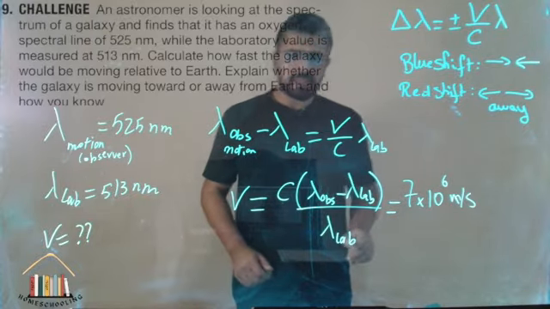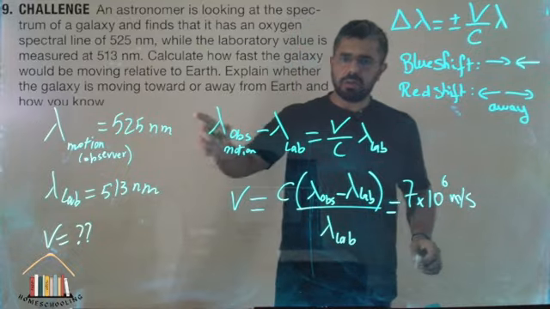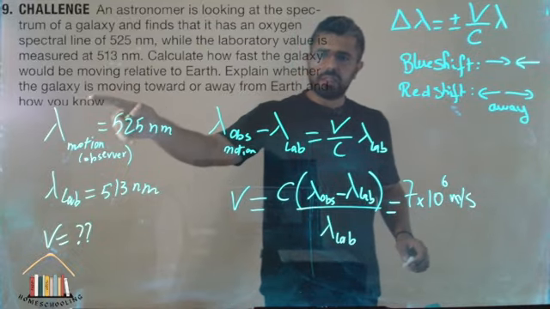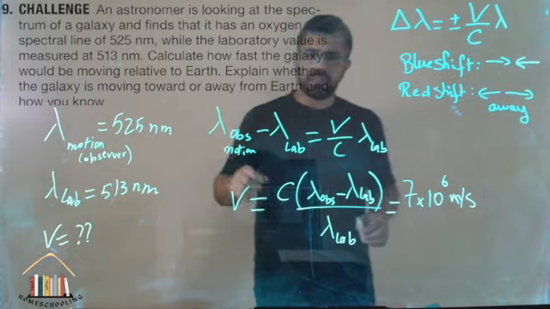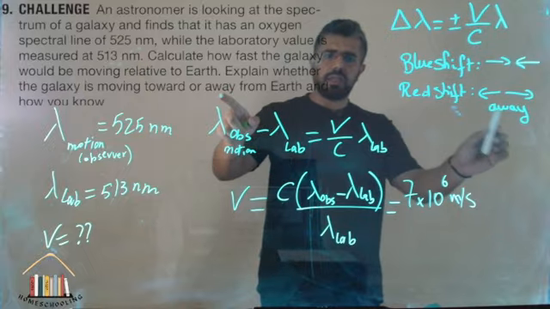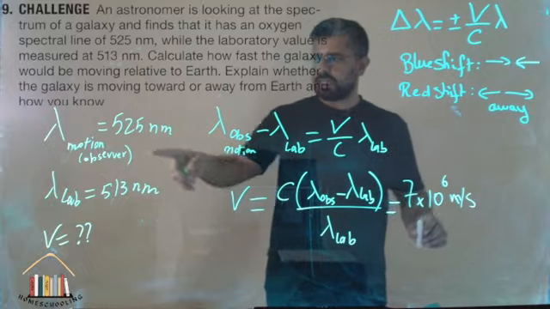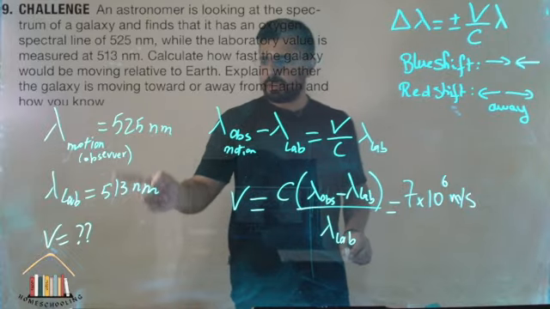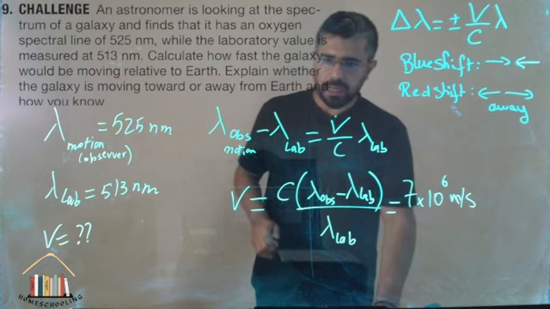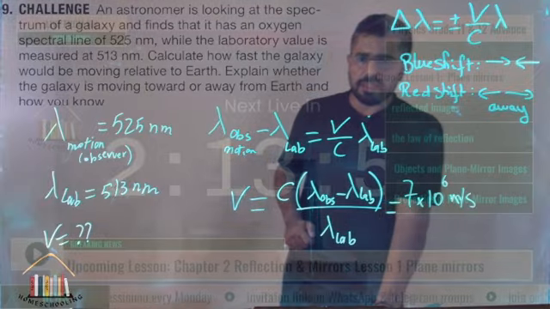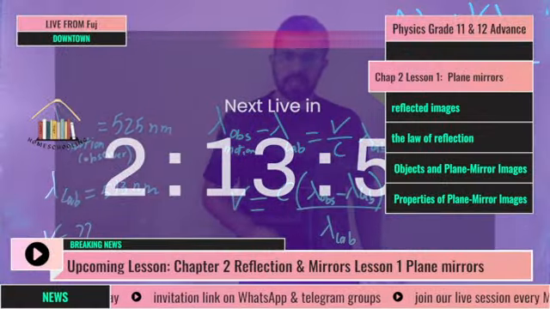So the galaxy is moving at this speed. They're asking for the speed of the galaxy which is moving away from the Earth. Because it's moving away, it's a redshift, and that's why the wavelength here is much bigger than the normal wavelength. I think that's it for today, and see you in the next chapter.